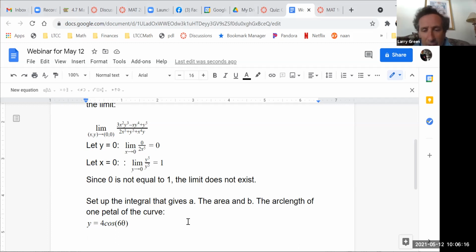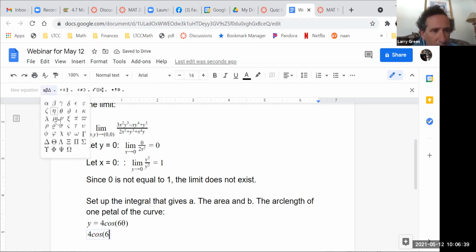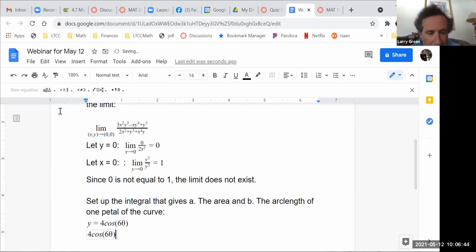Okay, so this is a petal. Now a petal starts at the origin and ends at the origin. Does that make sense? So we can set cosine of 6 theta equals 0. And you need two adjacent values, and that'll get you a petal.